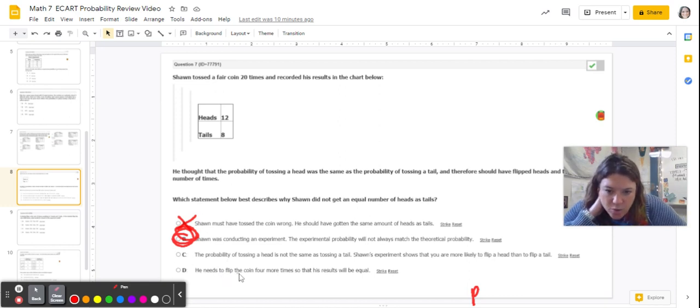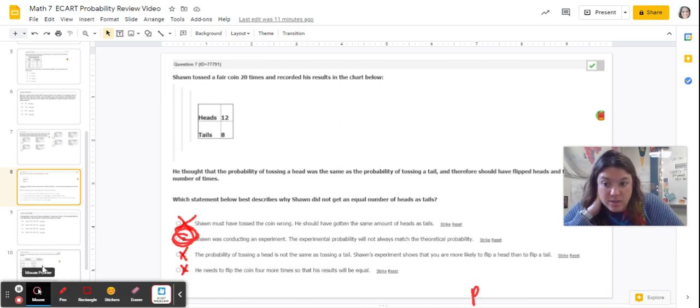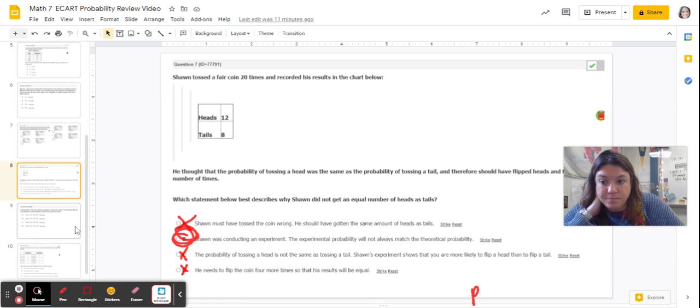And D, he needs to flip the coin 4 more times so that his results will be equal. He could flip the coin 4 more times and get heads 4 more times, right? That is not going to make it so that they're equal. So B is definitely the answer. Your experimental doesn't always match the theoretical. However, the more times you do it, it gets closer. And that was the video that we saw.